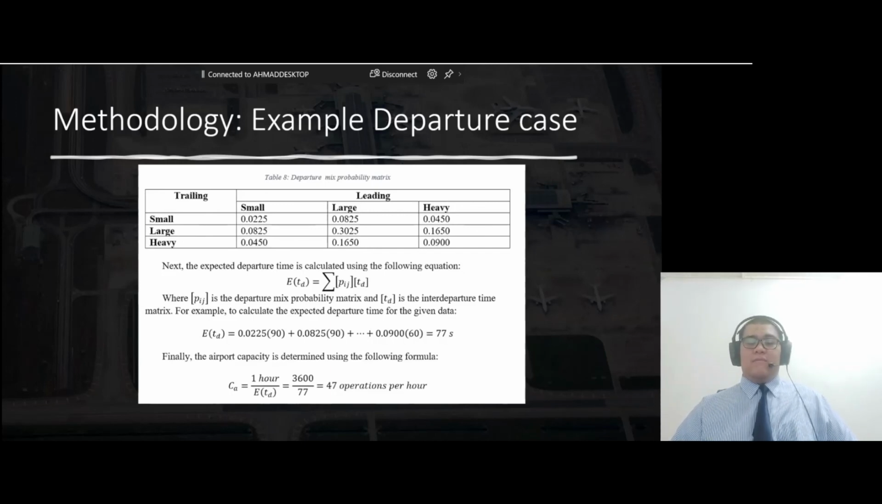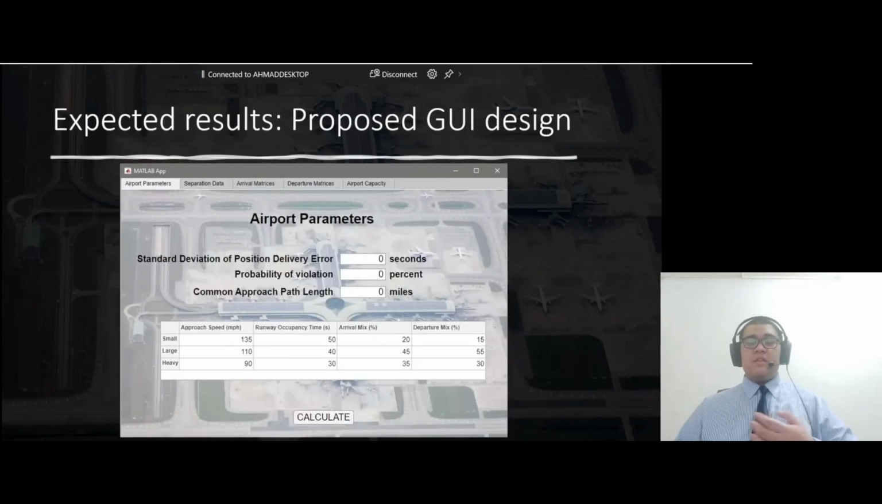So again, with the same thing, if we want to calculate the airport capacity, we divide 3600 by the value over here, and for departures we get 47 operations per hour. Now, the expected results of this project: this is the proposed GUI design. It will be divided into 5 different tabs.